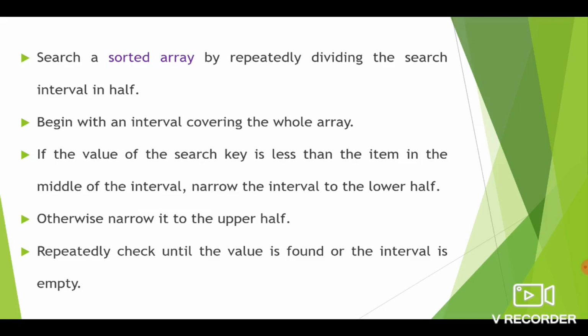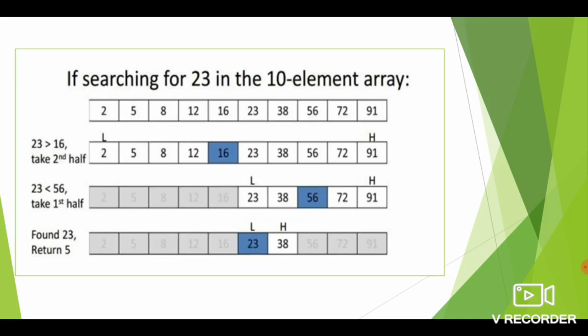If the value of the searching key is greater than the item in the middle of the interval, then you narrow the interval to the upper half. This process is repeated until the element is found or the interval is empty. The important condition is that the elements in the array must be sorted. It should be a sorted array.